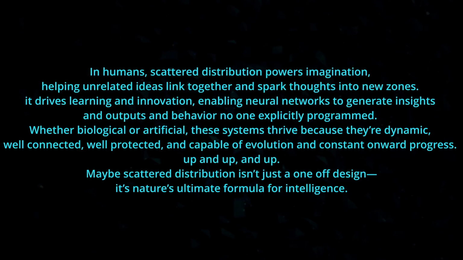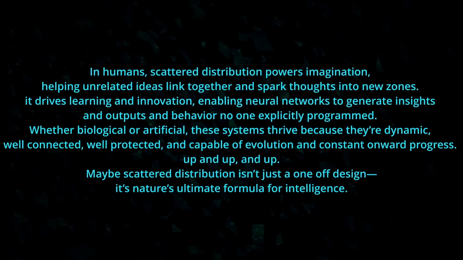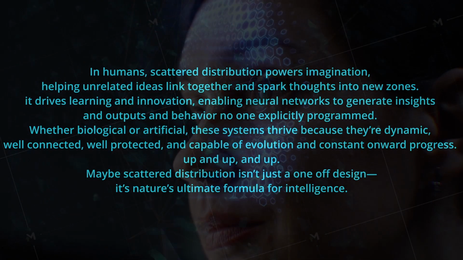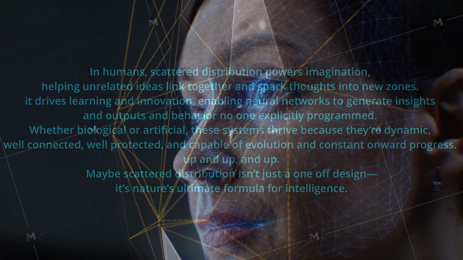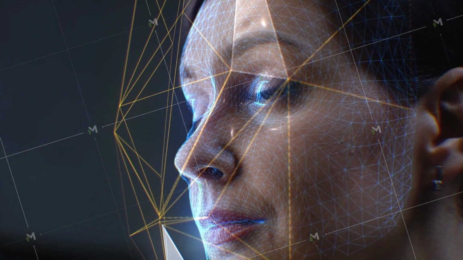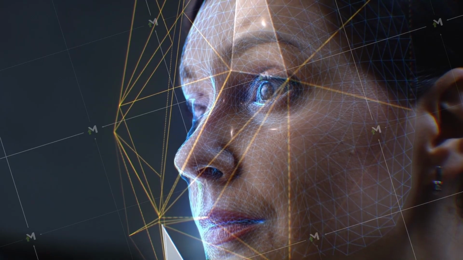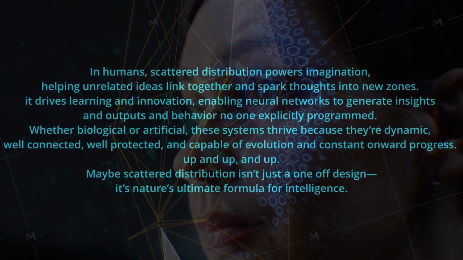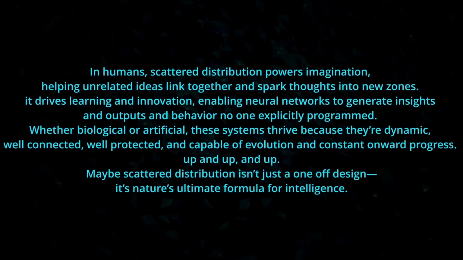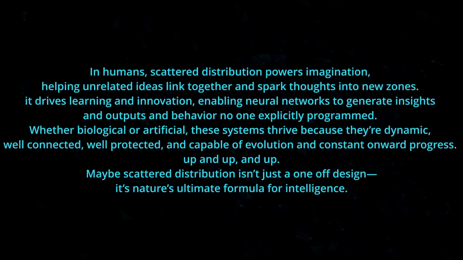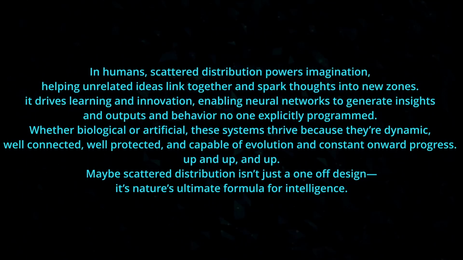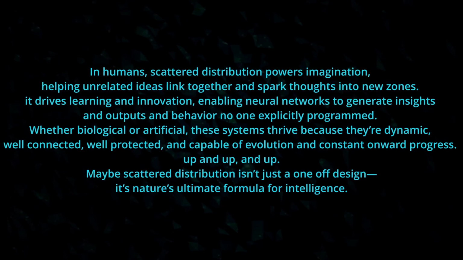In humans, scattered distribution powers imagination, helping unrelated ideas link together and spark thoughts into new zones. It drives learning and innovation, enabling neural networks to generate insights and outputs and behavior no one explicitly programmed. Whether biological or artificial, these systems thrive because they're dynamic, well-connected, well-protected, and capable of evolution and constant onward progress. Up and up and up. Maybe scattered distribution isn't just a one-off design, it's nature's ultimate formula for intelligence.